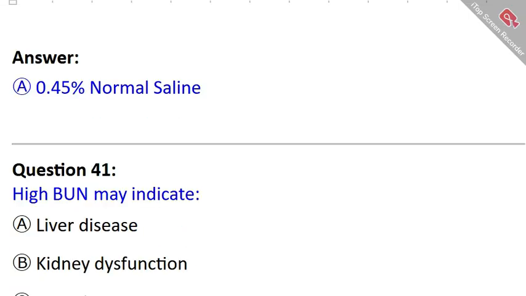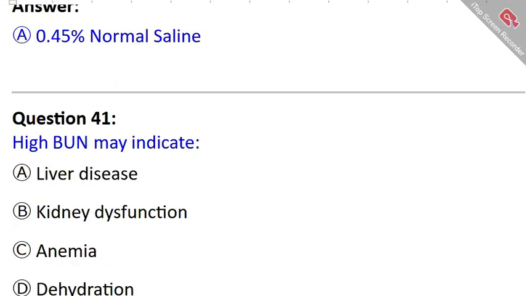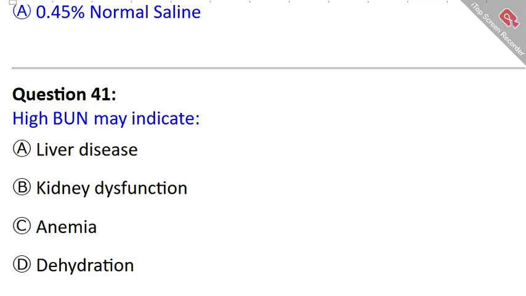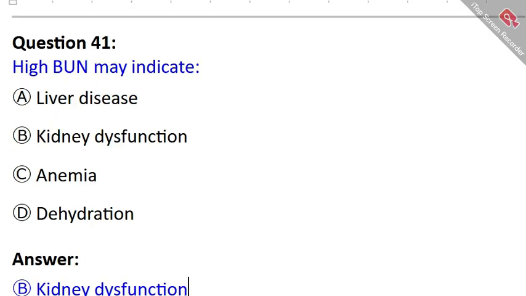Let's move to question number 41. BUN, blood urea nitrogen, may indicate. If the blood urea nitrogen level is high in the blood, what does it indicate? The correct option is kidney dysfunction.